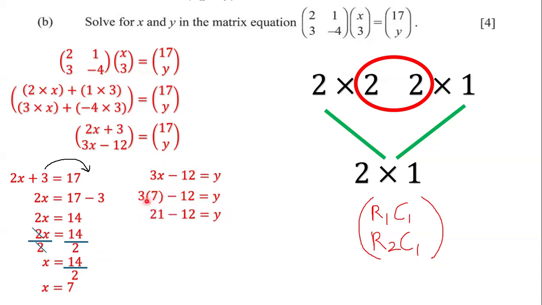We multiply 3 times 7, and 3 times 7 is 21. So we have 21 minus 12 is equal to y, and 21 minus 12 is 9. So we have 9 is equal to y, or y is equal to 9. And so that means that in this matrix equation, x is equal to 7 and y is equal to 9. And that's the answer to this equation.